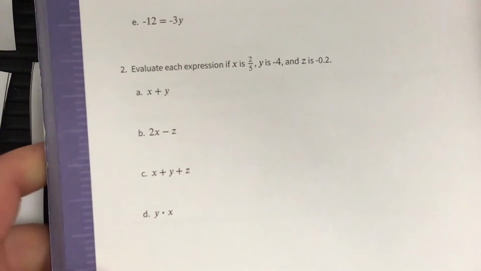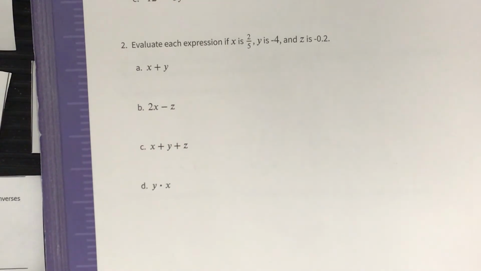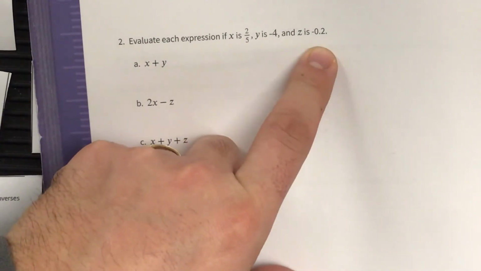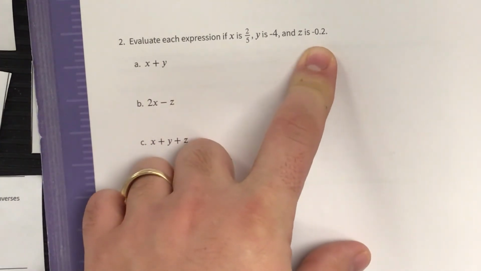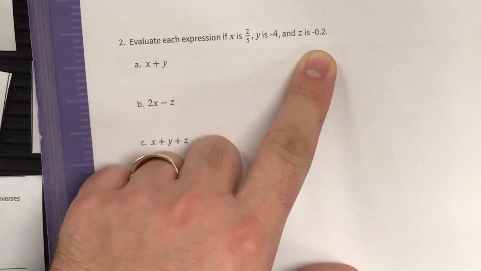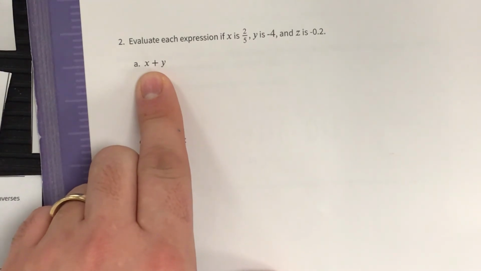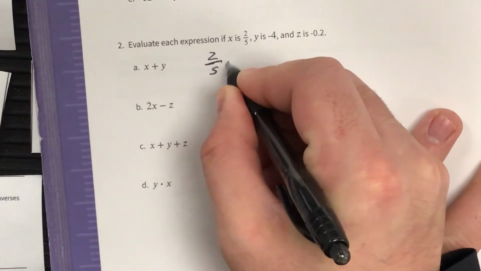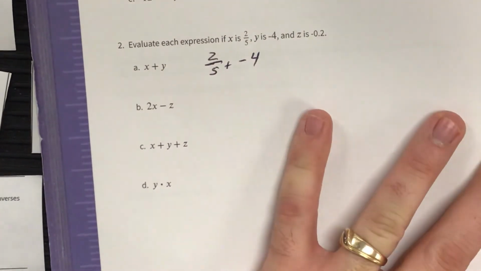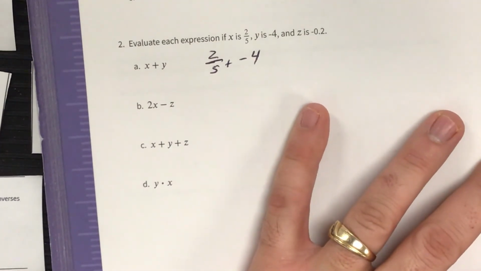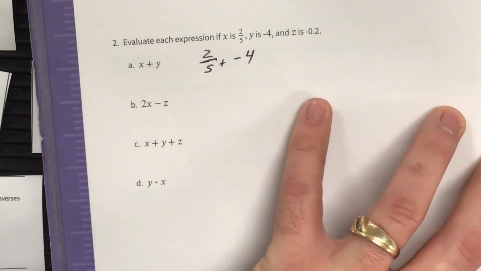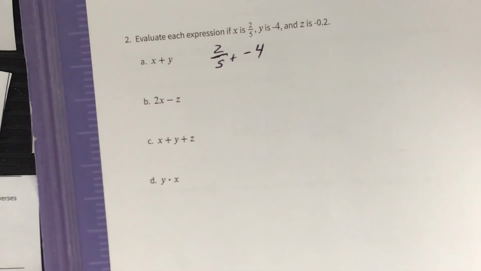Question number 2 says evaluate. That means we're just solving. It tells me what x is. It tells me what y is. It tells me what z is. You got a whole number, you got a fraction, you got a decimal. Okay, so x plus y. So x is 2/5. Y is -4, and you would write your answer. Okay, it's up to you if you want to write answers as fractions or decimals, I guess, whatever you're more comfortable with.